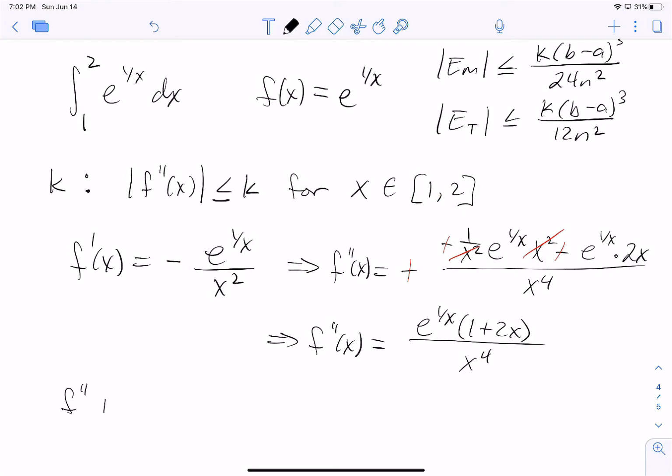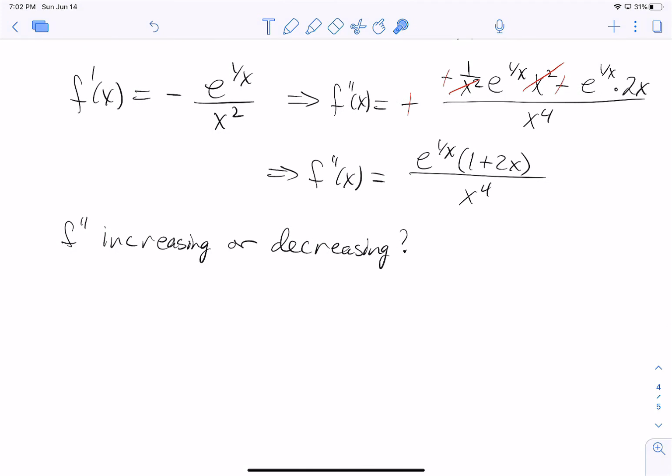So is f double prime increasing or decreasing? Folks, if I want to know if a function is increasing or decreasing, I take its derivative. So we actually need to consider f triple prime so that we understand what's going on with f double prime. I'm not going to send you off to do that. I'm going to rewrite f double prime of x by distributing in the numerator and then splitting up the two fractions. We get e to the 1 over x over x to the 4th plus 2e to the 1 over x over x cubed.